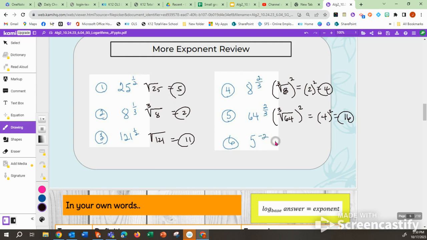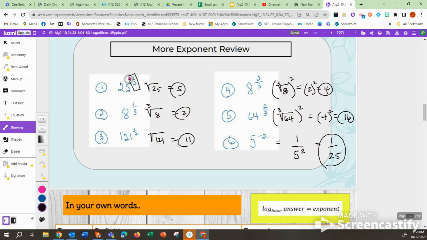And then 5 to the negative 2. So that means you're going to take the inverse. So you're going to do 1 over 5. Once you do 1 over 5, the negative 2 then becomes positive, and then that's going to be 1 over 25.